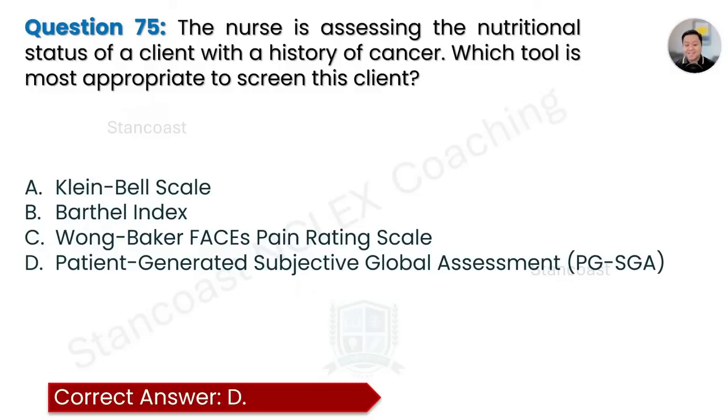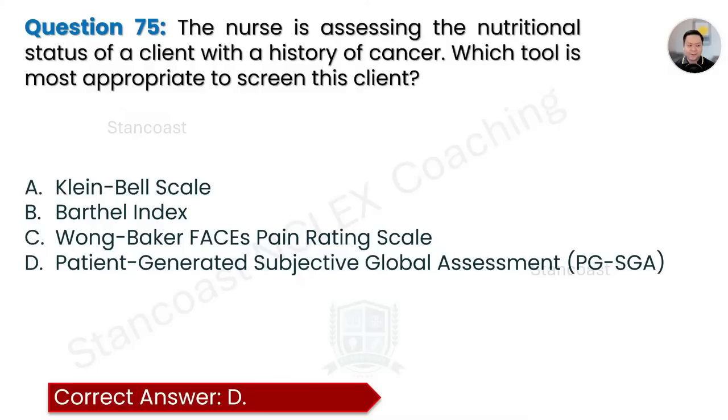The answer is letter D, because this is specifically designed for assessing the nutritional status of clients with cancer. So this is a combination of client self-reporting and clinical assessment to identify malnutrition and guide intervention. So in this test question, you have to match the tool to the purpose of the assessment and eliminate those options that are unrelated to nutrition or specific to different clinical concerns, such as ADLs or pain management.